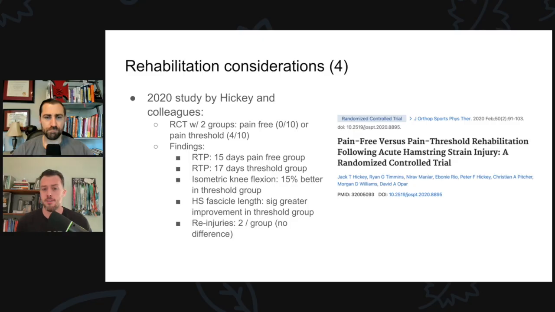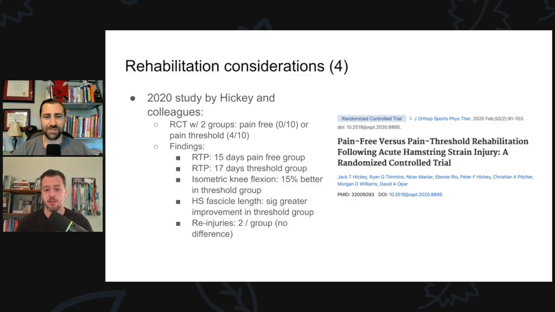The return to play for the pain-free group was 15 days, and the return to play for the threshold group was 17 days. As Dan said, the isometric knee flexion was 15% better in the threshold group. That's pretty crazy because that's only a little over 2 weeks. They have 15% better strength. That's quite a bit. And then, as Dan said too, this is a small period of time, but they had a significant improvement in their hamstring fascicle length.